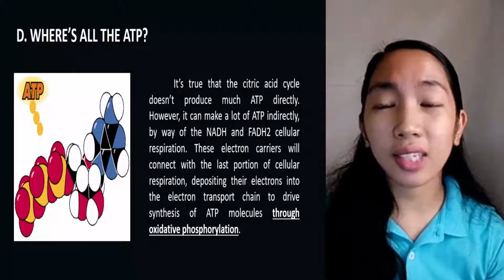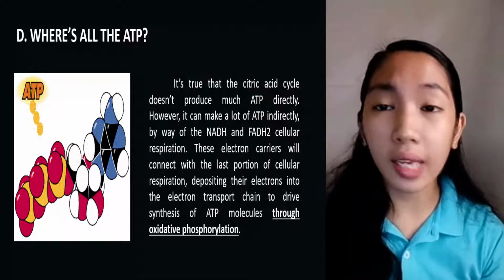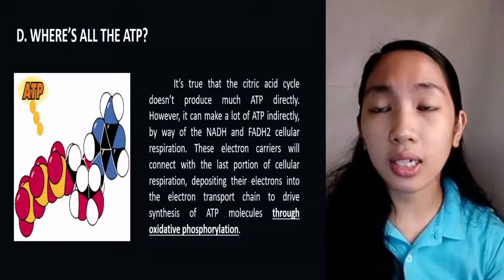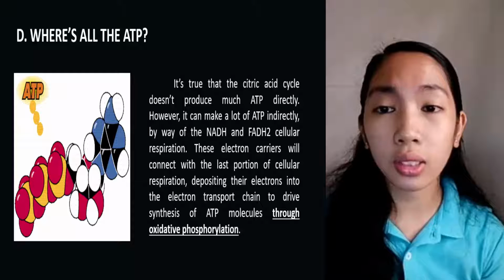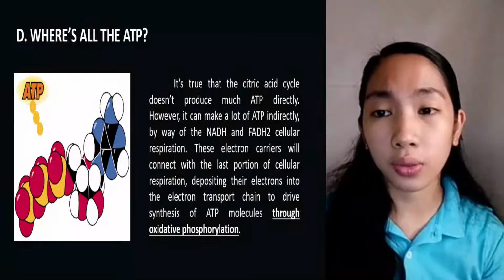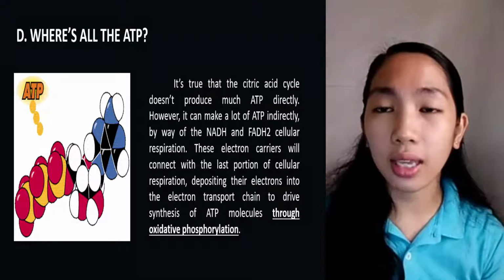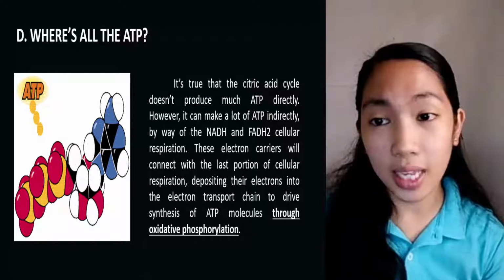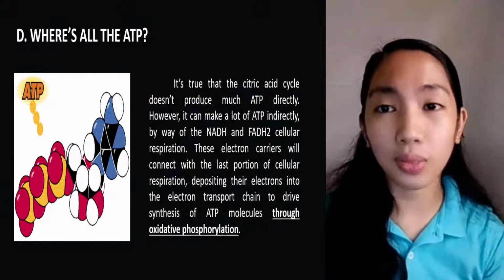It is true that the citric acid cycle does not produce much ATP. But with the help of NADH and FADH2, these electron carriers will connect to the last portion of cellular respiration and will deposit their electrons into the electron transport chain that will drive the synthesis of ATP molecules through oxidative phosphorylation. Oxidative phosphorylation is a highly efficient method of producing large amounts of ATP. So it is where all the ATP was being produced. Oxidative phosphorylation.